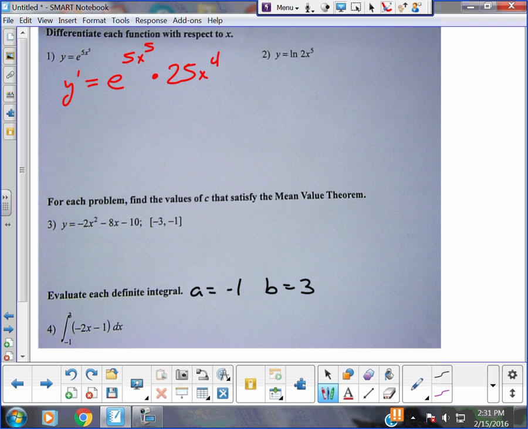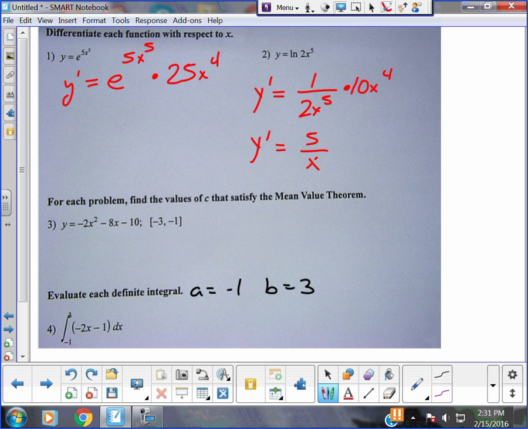On the second one, take the derivative of both sides. Derivative of ln x is 1 over 2x to the 5th times, okay, derivative of 2x to the 5th is 10x to the 4th. Now, I might have left the other one, but this one we got to simplify. You guys agree it's 5 over x?